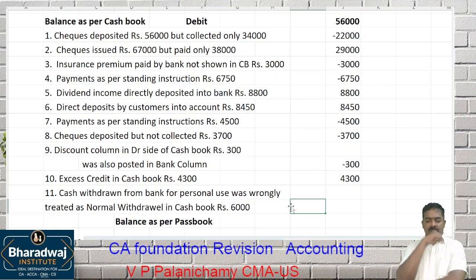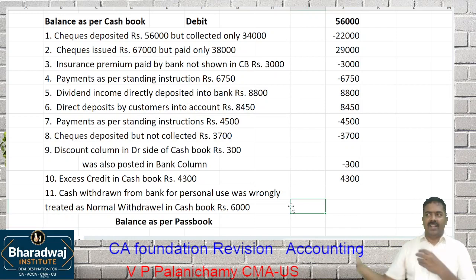Think on the last. Cash withdrawn from bank for personal use was taken as normal withdrawal. When you withdraw money for personal use, what is the entry? Drawings to bank. But they have taken it as a normal withdrawal, meaning cash accounted out to bank.